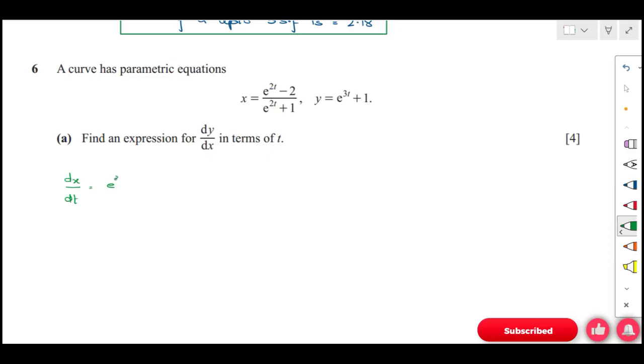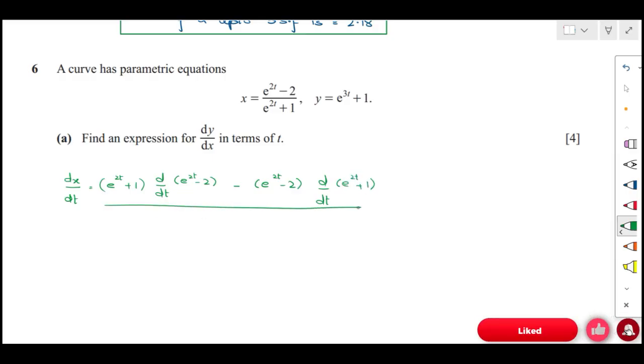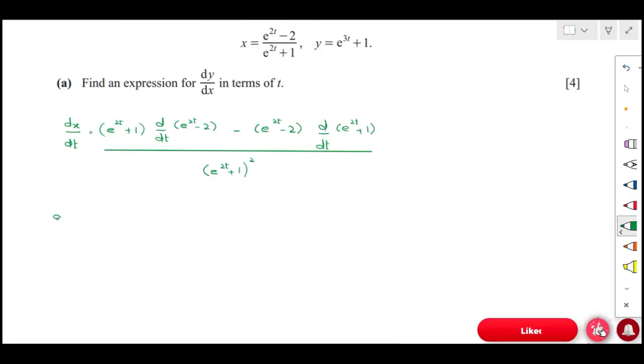So the denominator function is as it is. We need to do the derivative d by dt of the numerator function e power 2t minus 2, minus the numerator function e power 2t minus 2 and the derivative d over dt of the denominator function e power 2t plus 1, and everything divided by the square of the denominator function, e power 2t plus 1 whole square. Okay, let me solve this.